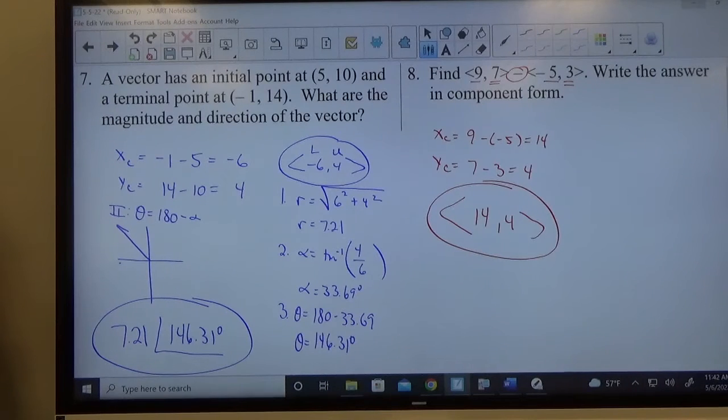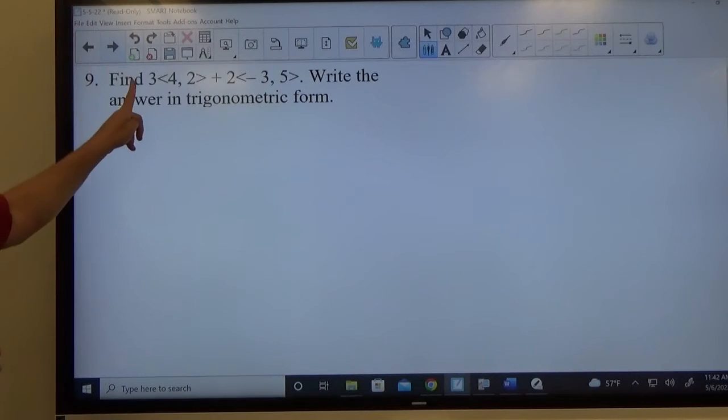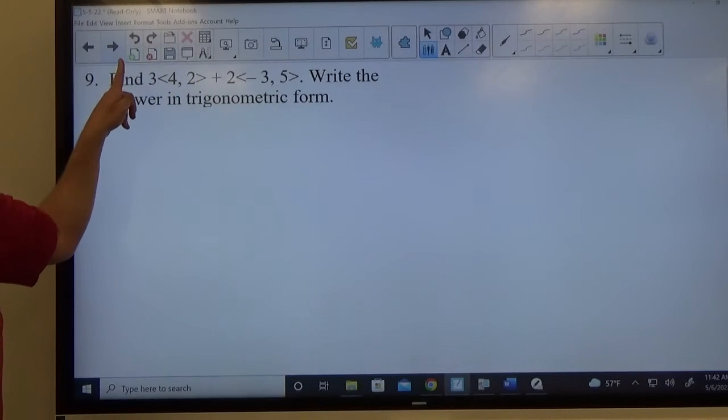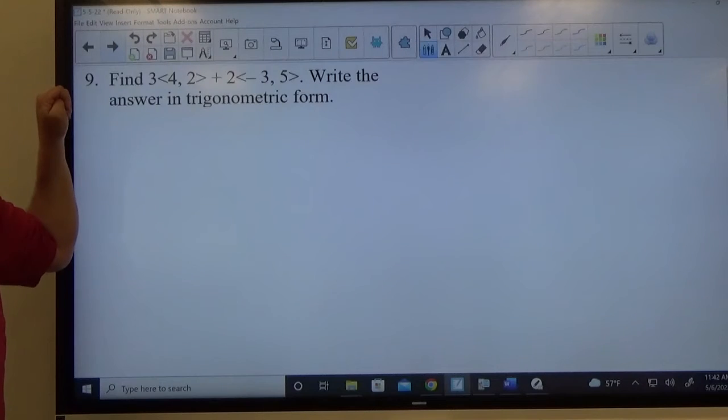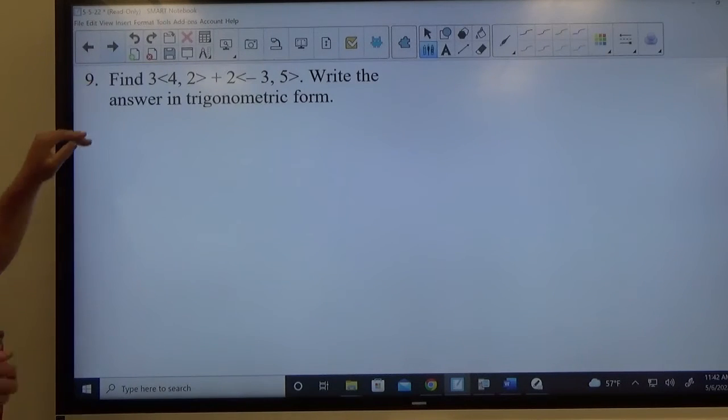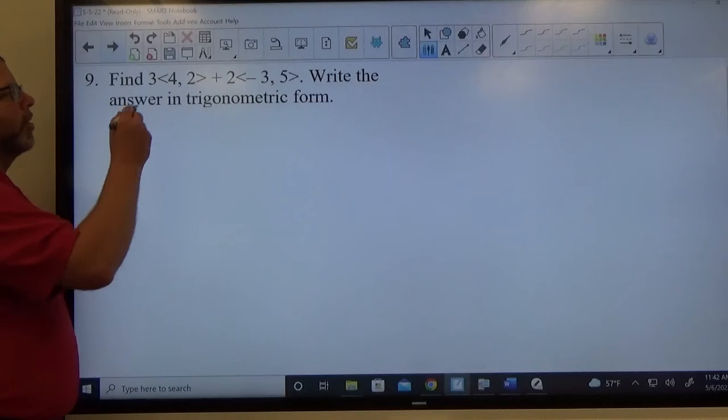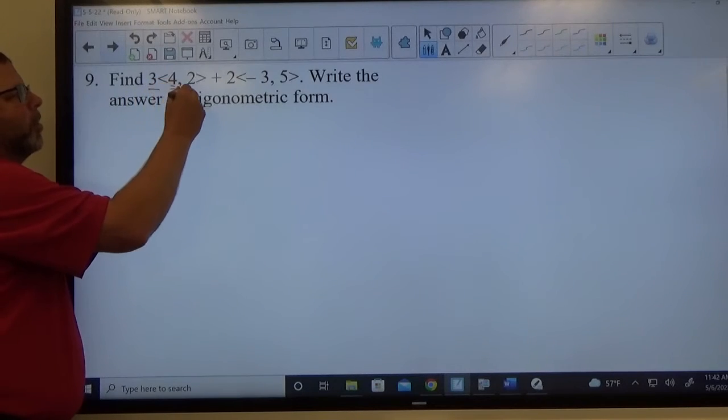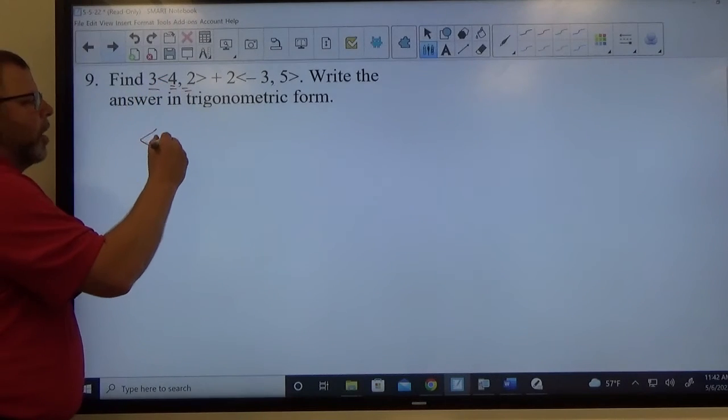I might add instead of subtract, but it's going to be 2 vectors in component form with some simple operation of addition or subtraction. Number 9. I didn't actually teach you scalar multiplication of a vector. I figured it wouldn't be too hard to understand just by the study guide. It's just like scalar multiplication of a matrix. I'm going to multiply 3 times both of these numbers, so that one becomes 12 comma 6.